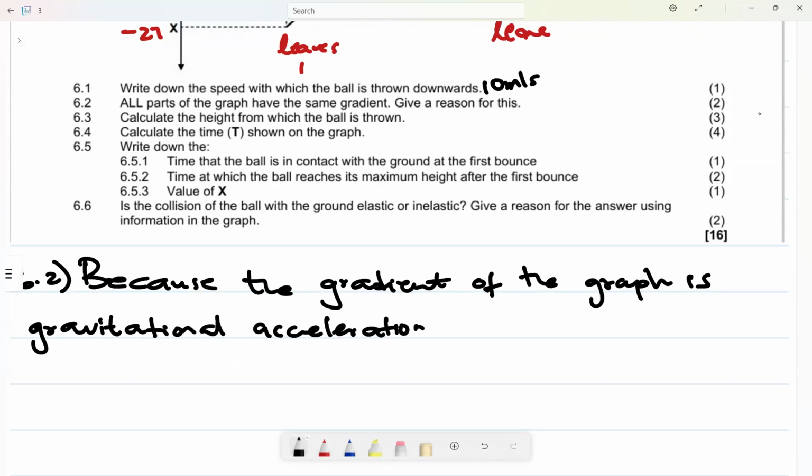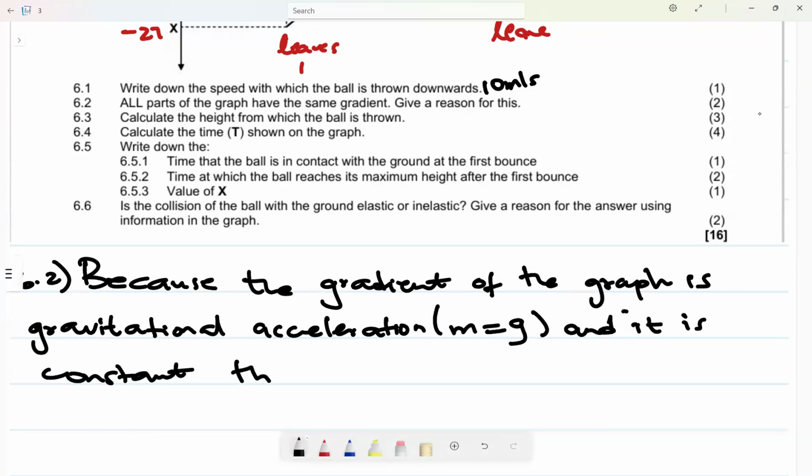Or you can say m is equal to g, and it is constant throughout. It is constant for free fall, actually, for free fall. Very, very nice answer there.